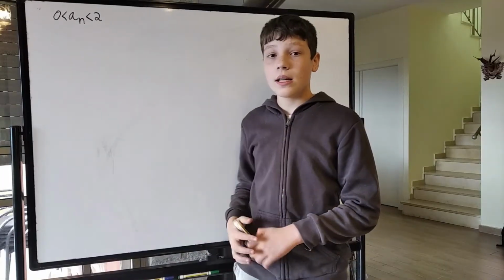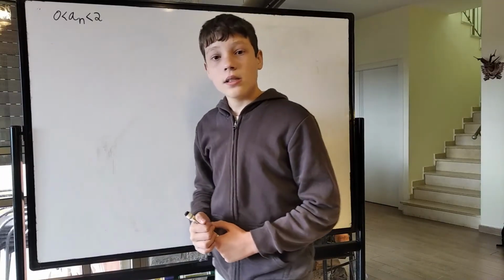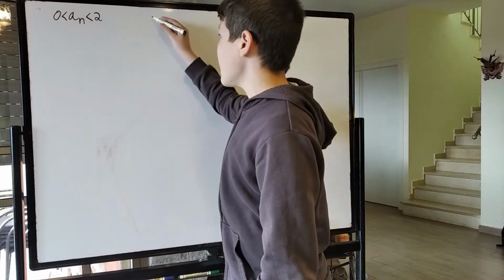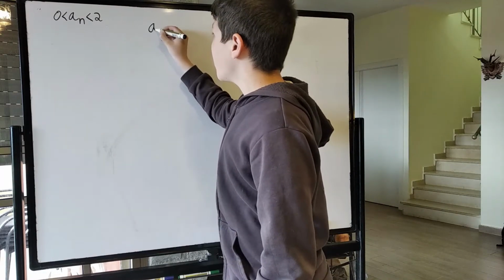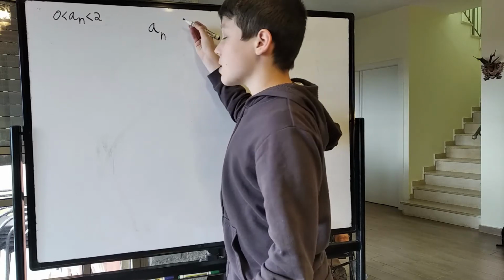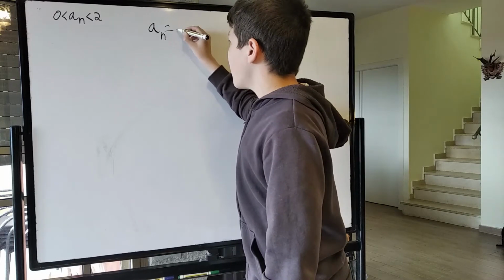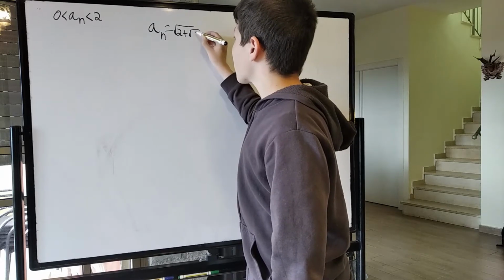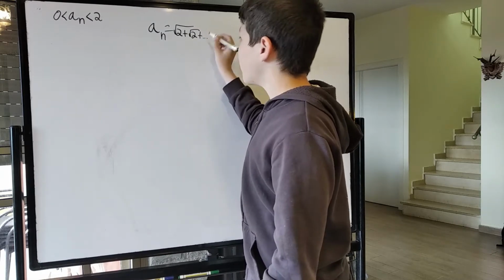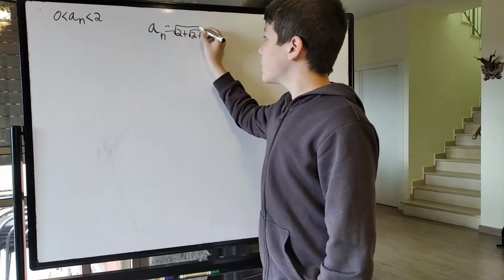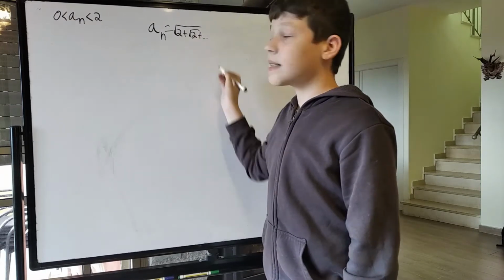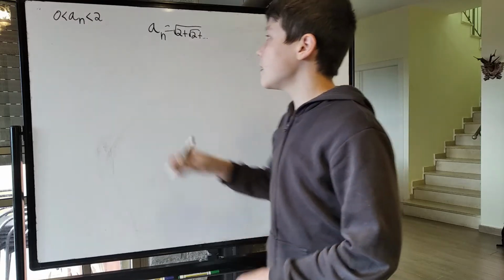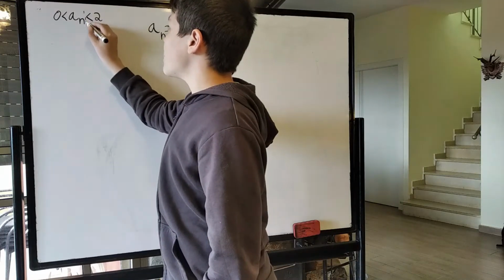Okay, so let's look at this. By our definition of a_n, we saw that a_n was the square root of something. a_n is the square root of 2 plus the square root of 2 plus and so on. And because it's in the square root, we already know that a_n is bigger than 0.